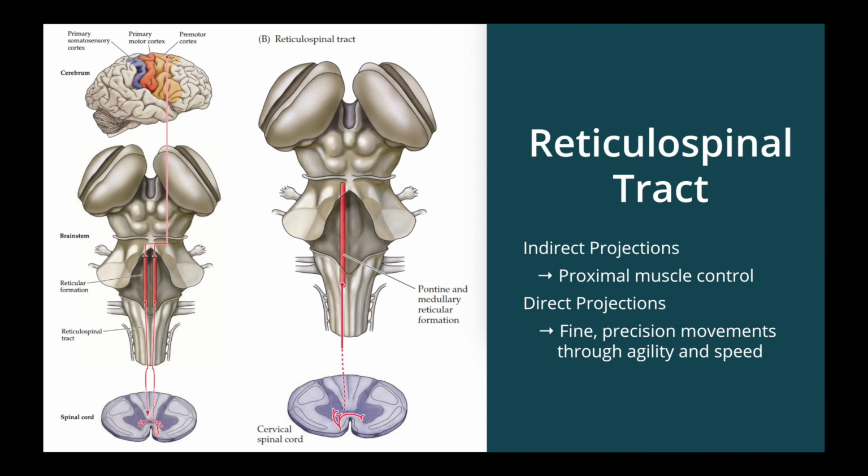For the reticulospinal tract, we have indirect and direct projections. The indirect projections primarily control the motor muscle fibers of proximal muscles as information is sent from the brainstem, for example, muscles in the neck and abdomen. For the direct projections, motor cortex controls the speed, precision, and agility of movements, for example, when using your hands to grasp something or using a remote control.